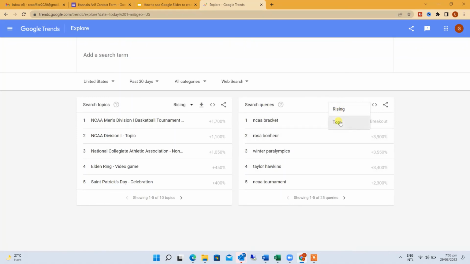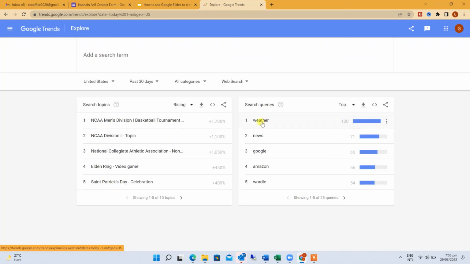And similarly we can move from rising to top, and in the top you can see people are searching for weather, news, even Google as well, Amazon and Wordle. And here you can get an idea about the topics that people are searching for, and in this topic you can then segregate your content accordingly. So we'll find very interesting ideas about content writing.